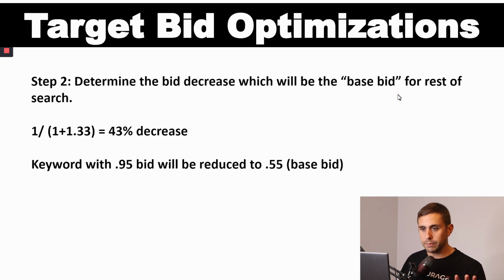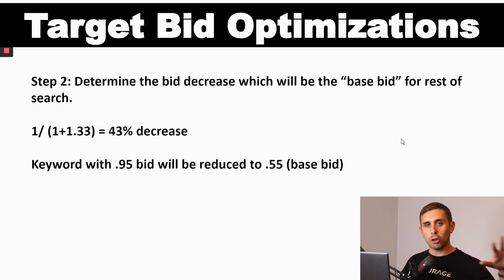So knowing that information, step number 2 is to determine the bid decrease, which will be the base bid for the rest of search. All you have to do is take 1 and divide it by 1 plus 1.33, which is that 133% increase, and we get a 43% decrease that is needed for our base bid. Now keep in mind, we can lower the base bid for all of the targets in that particular campaign. In an example here, let's say we had a keyword in that campaign that had a 95-cent bid, we will reduce it to 55 cents, which would be a 43% reduction.